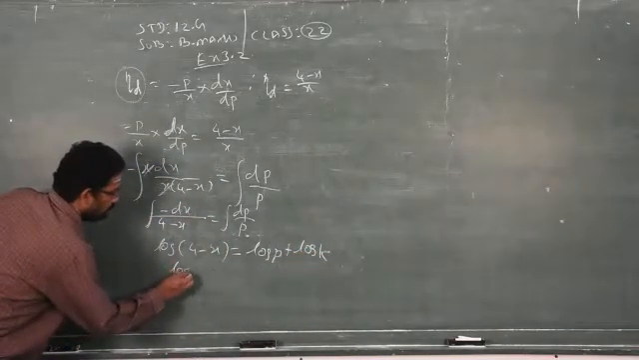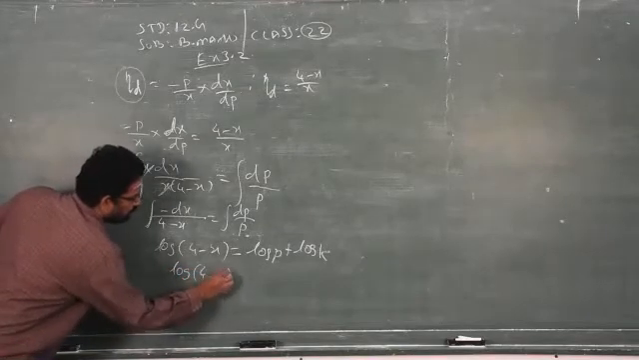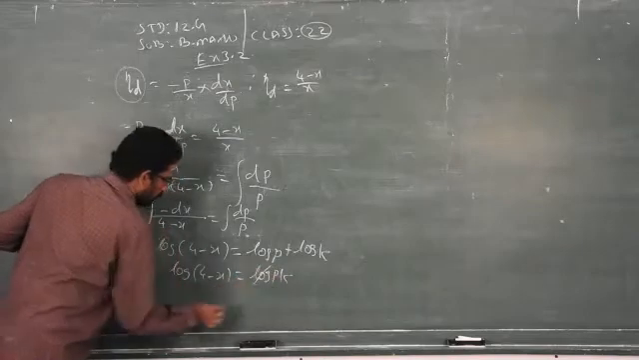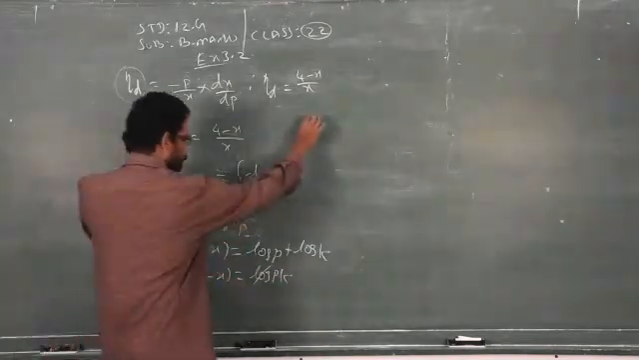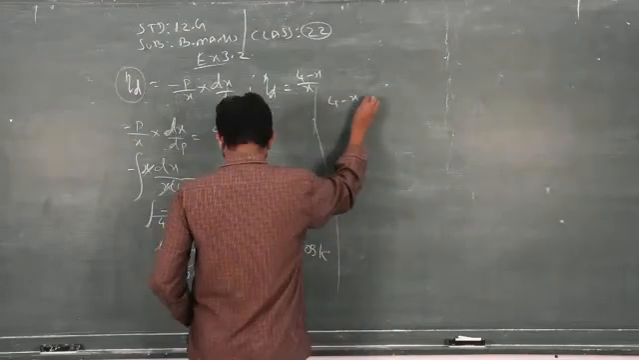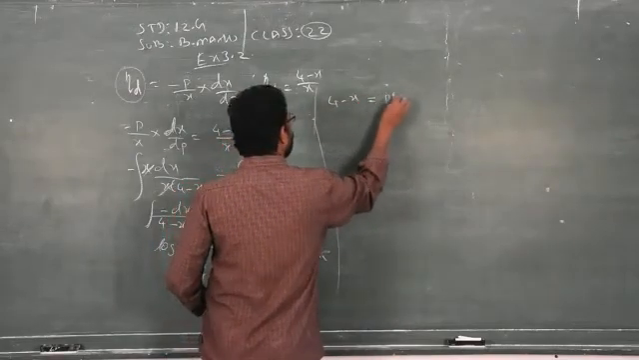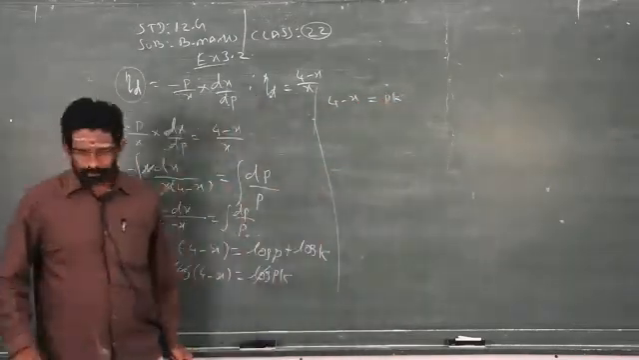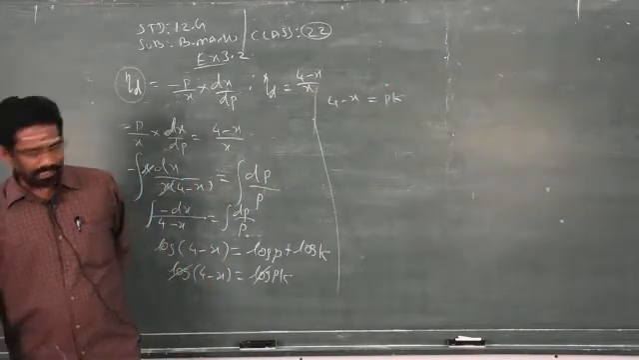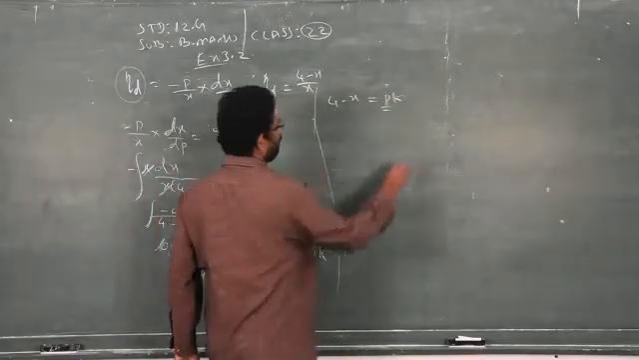Now log 4 minus x, pk, log gets cancelled, so I got 4 minus x is equal to pk. Your answer is correct, but some information is given in the question. Find the demand function, which means you have to find p.